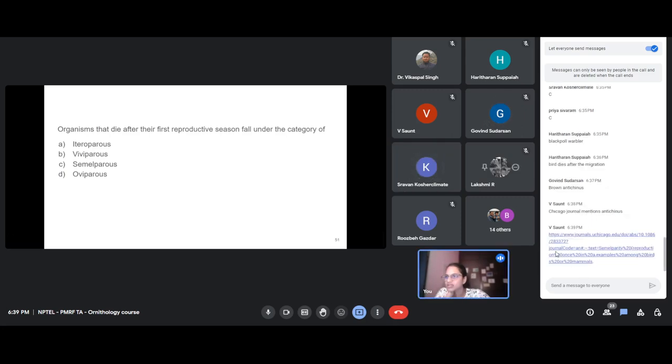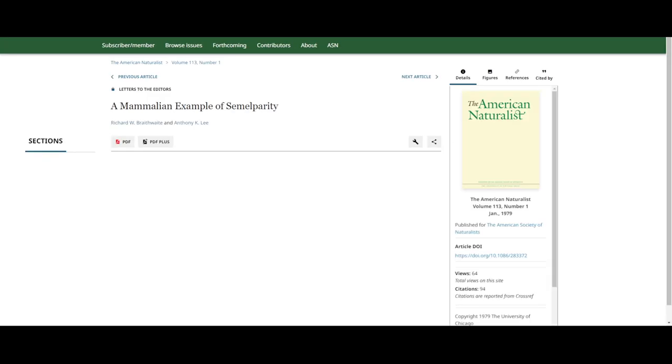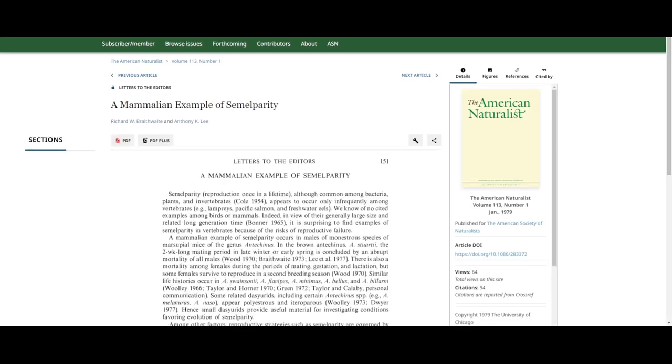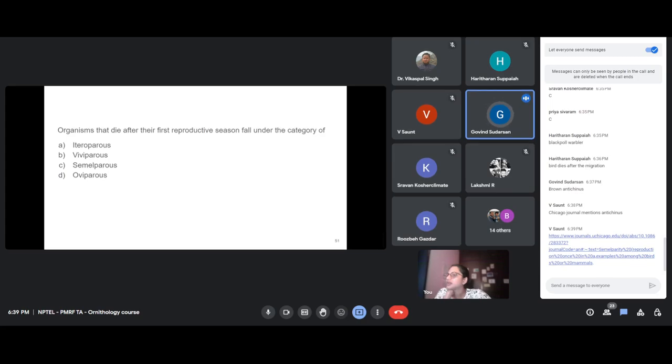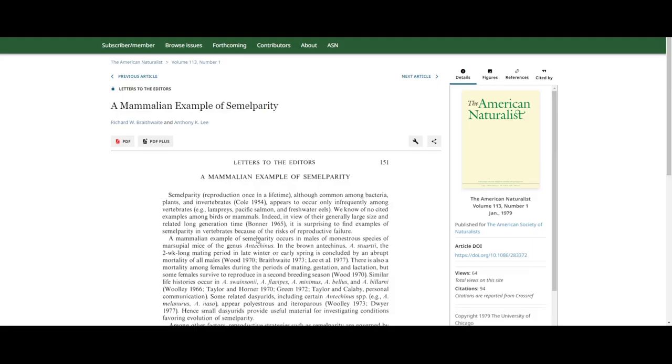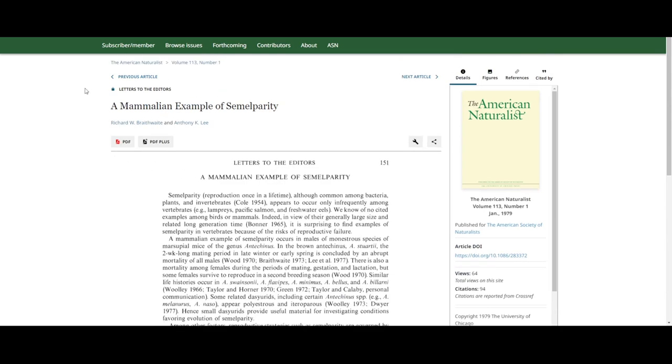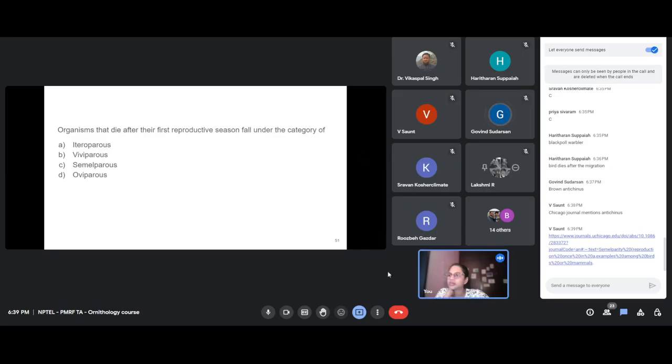I see. Okay, so Visant has sent a paper, so you guys can check this up. Mammalian examples. How old is this paper? Seems quite old. Can't find the year in it, but yeah, cool. Okay, now, do all of you know what viviparous is?